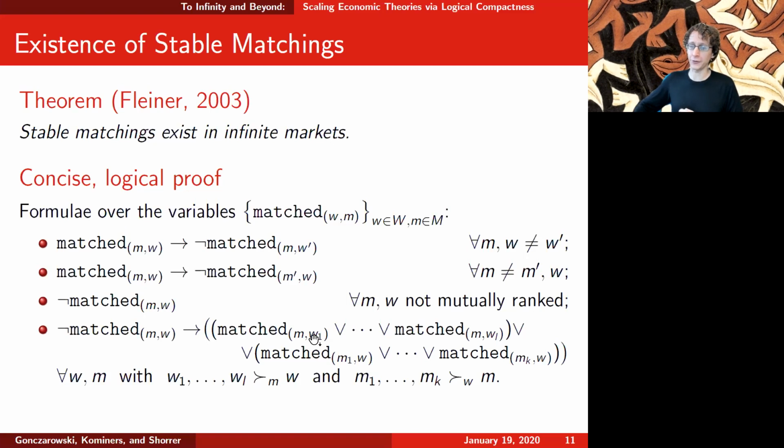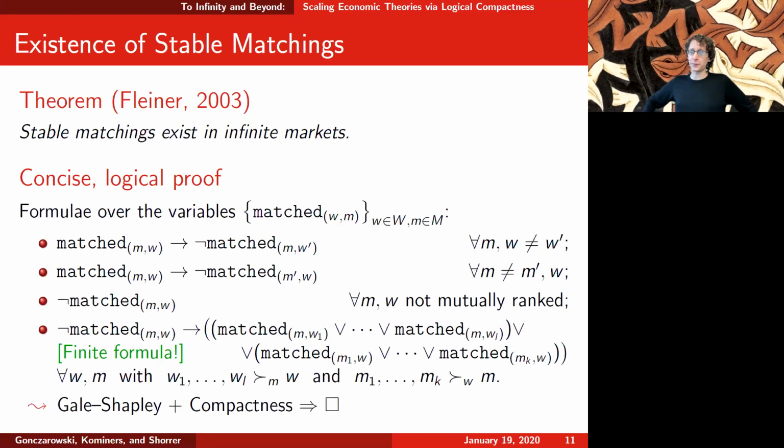And then lastly, are there any blocks? Is there a pair M and W who mutually prefer each other to their assigned match? And the answer again, it better be no, because if there were, we'd fail this last statement. So we know that they are not matched to each other. If they mutually prefer each other to their assigned matches, then it must be the case that neither of them has one of these matches that they prefer, which would cause this statement to fail. And so if we can find a set of assignments for the matched MW variables that make all of these statements true at once, then we in fact have a stable matching.